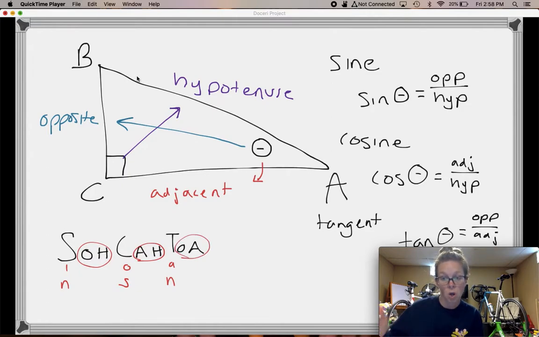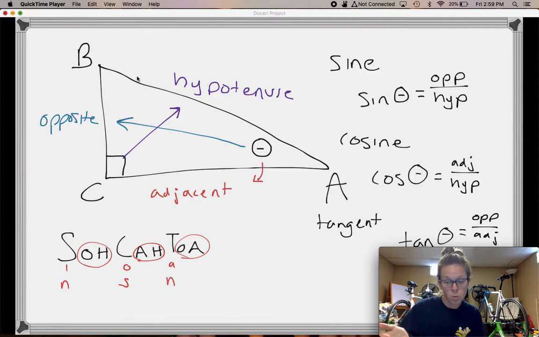So SOHCAHTOA. Now it's all in the spelling of that, so SOHCAHTOA is a really great memory trick if you can spell it, but if you cannot spell SOHCAHTOA, then it's of no use to you, because if you have accidental silent H's in there, you're missing H's, it's going to mess everything up, right?